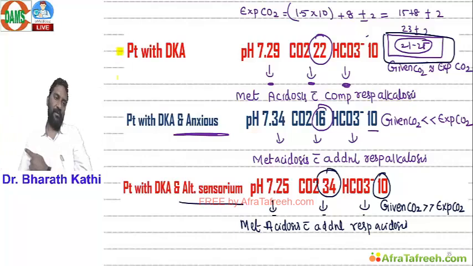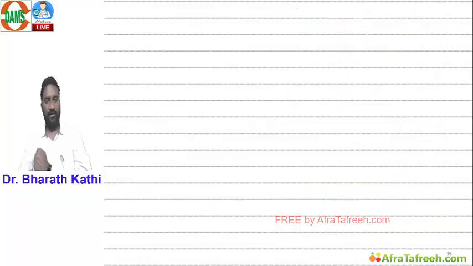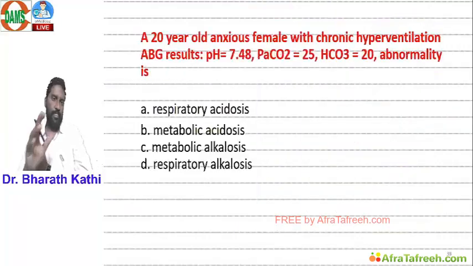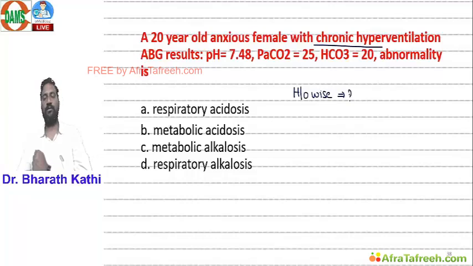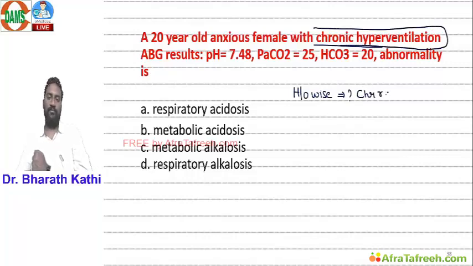This is how we have to interpret mixed acid-base disorders. Let us see some practice questions and few concepts before we conclude. There is a 20-year-old anxious female with chronic hyperventilation. ABG results are given. What is the abnormality? Whenever they give you any ABG, first think history wise what might be the possibility. Chronic hyperventilation. There can be possibility of chronic respiratory alkalosis.